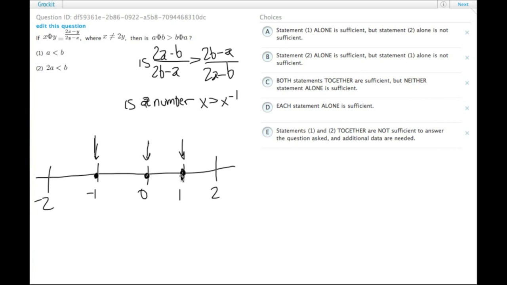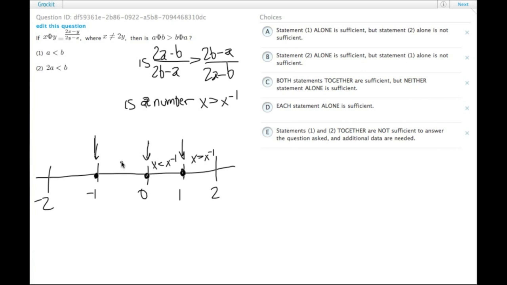When x is greater than 1, it's absolutely greater than its reciprocal. So let's say x equals 3 halves. 3 halves is totally greater than 2 thirds. So here, a number is greater than its reciprocal. However, when the number is a fraction less than 1 but greater than 0, let's say the fraction is 2 thirds, its reciprocal is 3 halves. So here, the number is less than its reciprocal.